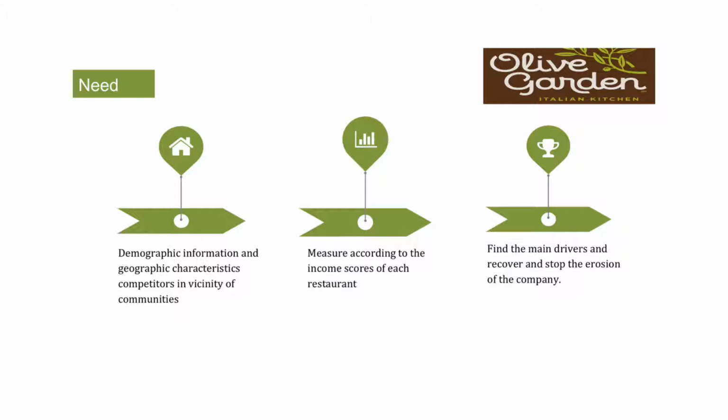And the need is, the company is comparing the restaurants based on demographic information, geographic characteristics, and the competitors in the vicinity of communities. Besides that, Olive Garden could measure according to the income scores of each restaurant or customer reviews. With a better way of figuring out the drivers, the company expects the restaurants with bad performance could recover and stop the erosion of the company.